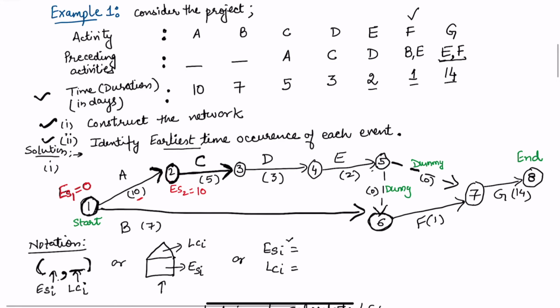Move forward at the third node, third event, which means that activity C is complete. I'm going to add 10 plus 5, this is 15. Move forward. So I'm adding the previous time and I'm moving forward. 15 plus 3 will ensure the fourth node time. This is 15 plus 3, so this would be 18. Then move to the fifth node. This would be ES5. So 18 plus 2, this is 20.